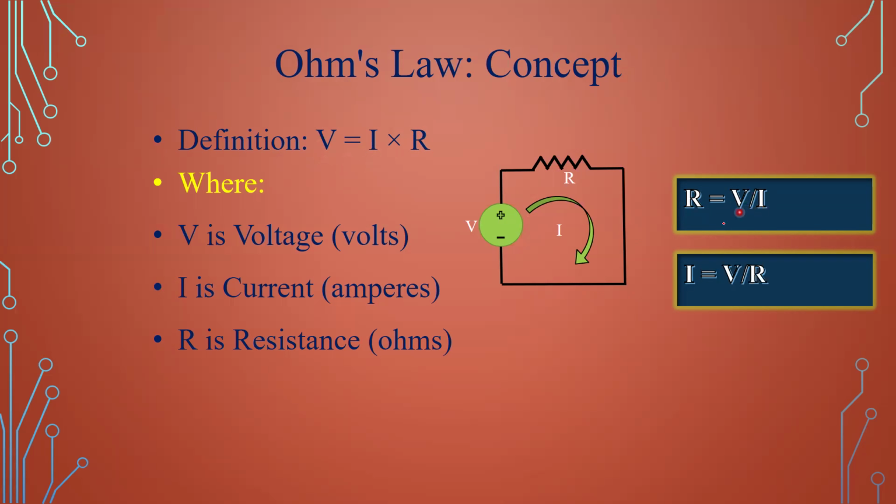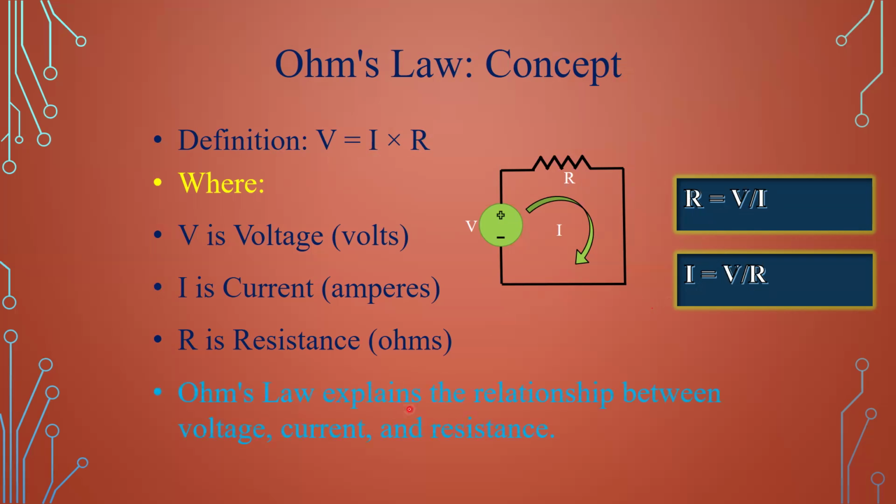For example, if you want to calculate I from the same formula, take the R to the left side. So V divided by R would be your I, which is what we have written here: I equals V divided by R. So Ohm's law is expressed by these three formulas: V equals I times R, or R equals V over I, or I equals V over R.